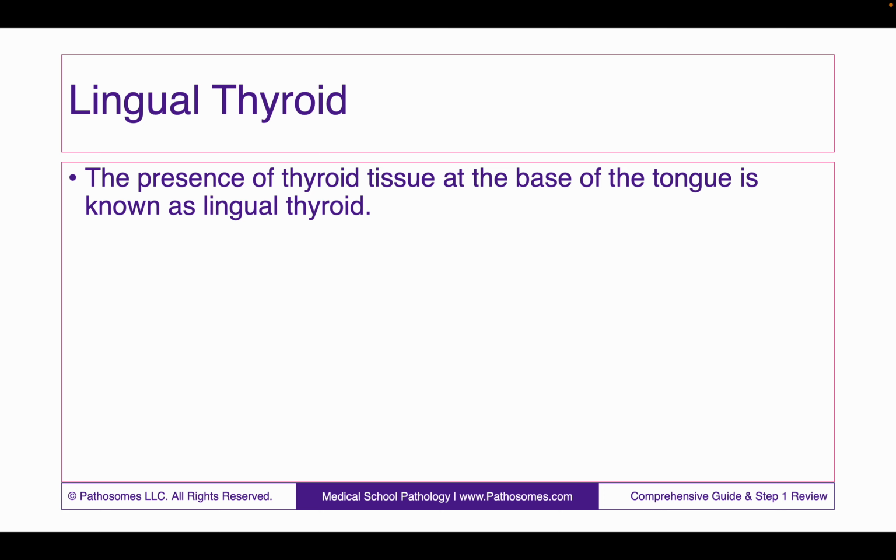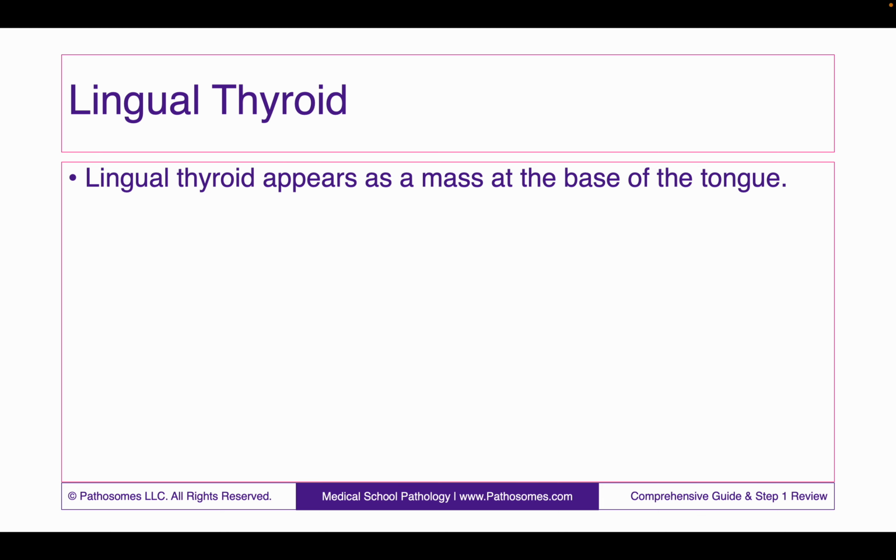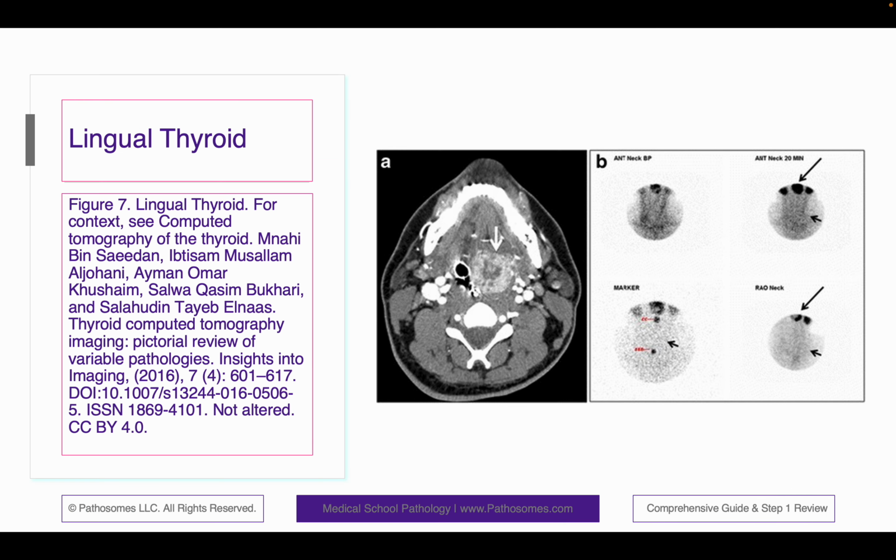So now let's talk a bit about a lingual thyroid. The presence of thyroid tissue at the base of the tongue is known as a lingual thyroid, okay? Lingual thyroid appears as a mass at the base of the tongue. And here we have imaging showcasing thyroidal tissue at the base of the tongue.